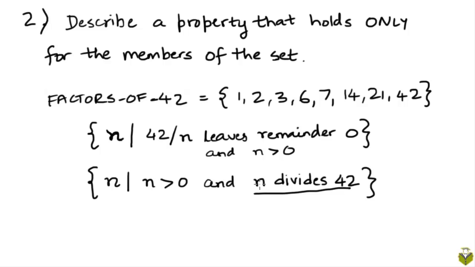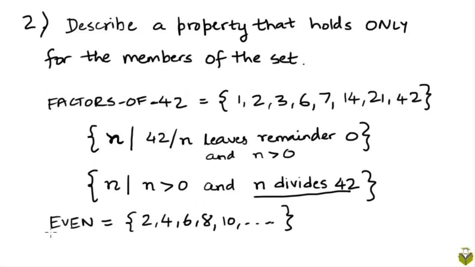The remainder is 0. Here's another example. If you take the set of all even numbers and call it even, then this set can be represented in roster form by enumerating the first few elements in the set 2, 4, 6, 8 and 10, and then the ... represents a continuation of that pattern up to infinity. So this is one way of representing the set of all positive even numbers.